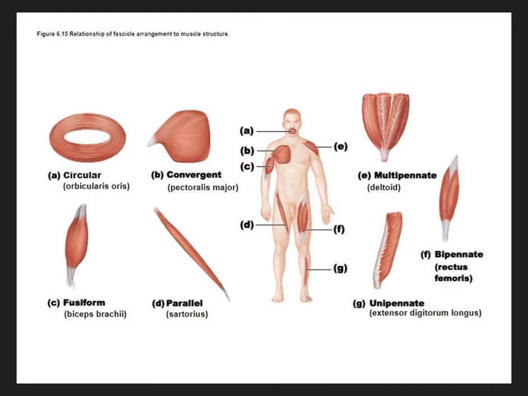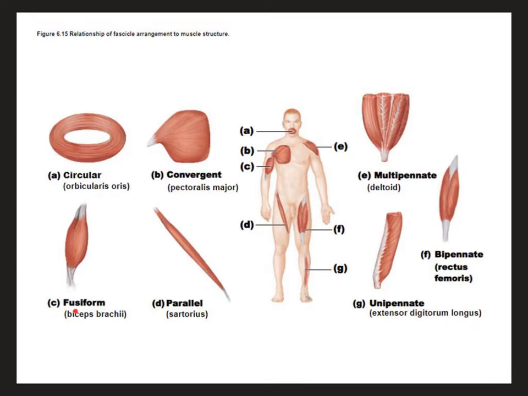Our second one is convergent. The example on this slide is pectoralis major. And I guess a characteristic of a convergent fascicle arrangement would be wide on one side, and in this case at the sternum, and then coming over to a point kind of in the armpit, and this would be our chest muscle. So pectoralis major is an example of convergent.